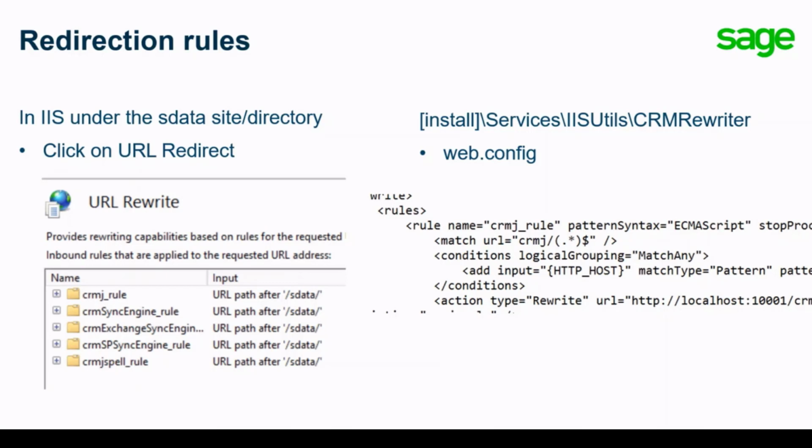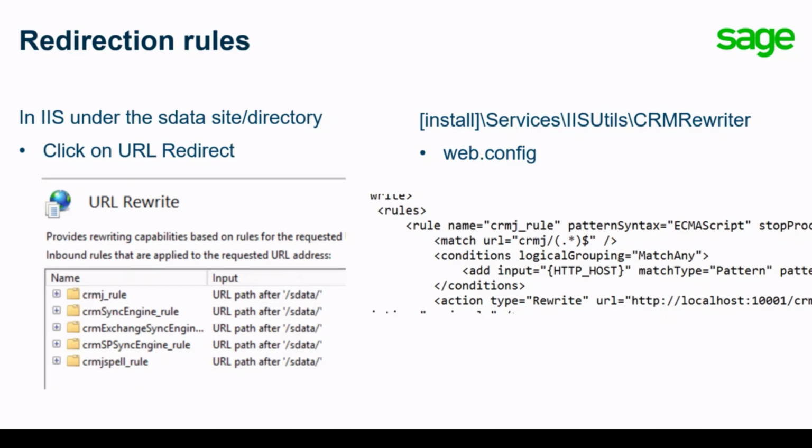As you can see here, we've got our standard 5 rules. The CRM J rule, which is normally for retrieving data, like the RESTful web service. Then you've got the sync engine, the exchange sync engine, the SP sync engine, and then the JSPL rules. So even though I didn't mention it earlier, the exchange sync engine is also part of Tomcat, as well as JSPL, which is the spell checker.